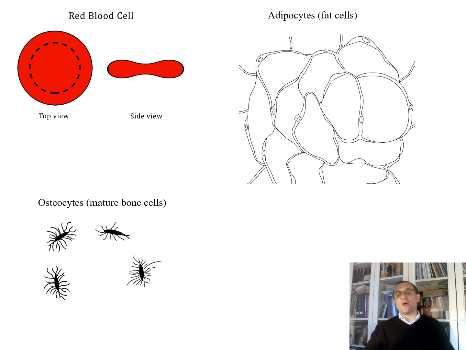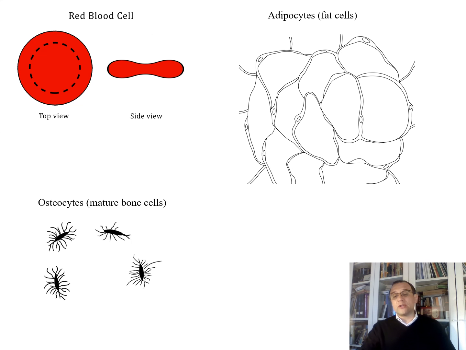So what we looked at so far were examples of some of the eukaryotic cells. There are many more cells that we're going to look at and discuss during this course. This is just a few of them, just to give you an idea about how diverse the cells might be.